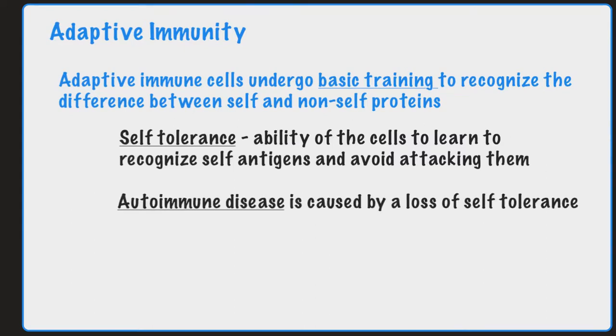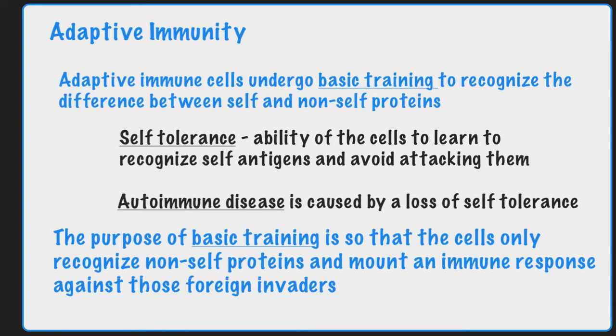I am not going to focus on autoimmune diseases in this video, but just so that you know, sometimes this does get bypassed, and if these cells do recognize self-proteins, that does result in an autoimmune disease. However, these cells do go through basic training so that they only recognize non-self proteins, because we only want these immune cells to recognize non-self proteins and have an immune response against those foreign invaders that may come into the body. The adaptive immune system involves two types of lymphocytes. They are B lymphocytes, also known as B cells, and T lymphocytes, also known as T cells.